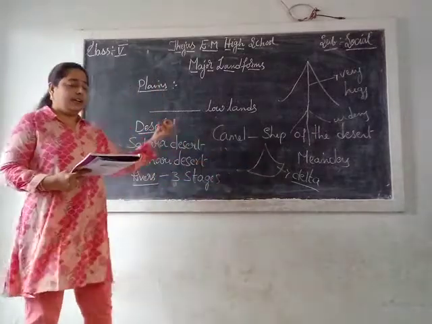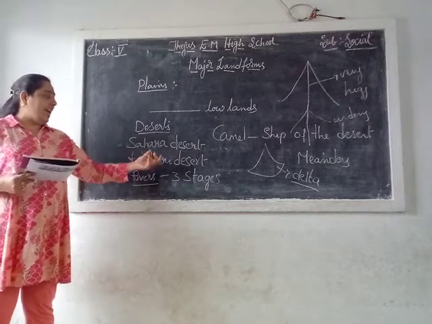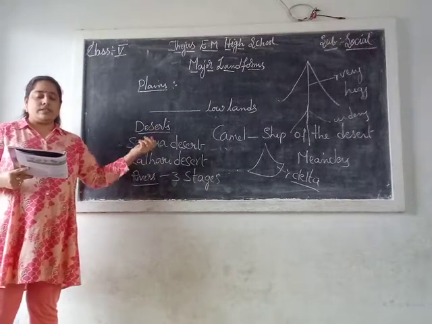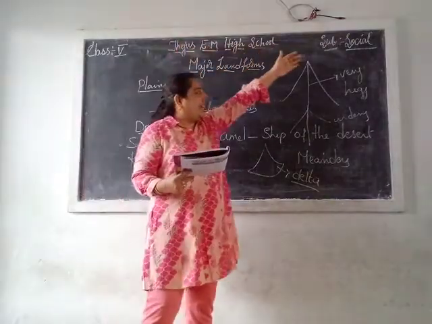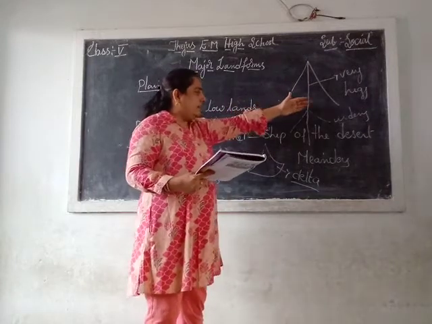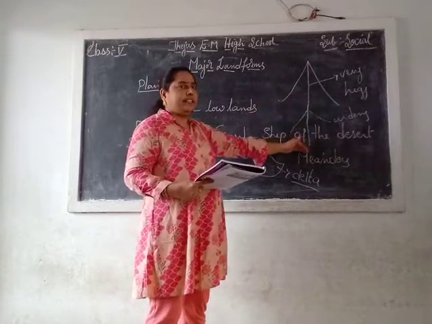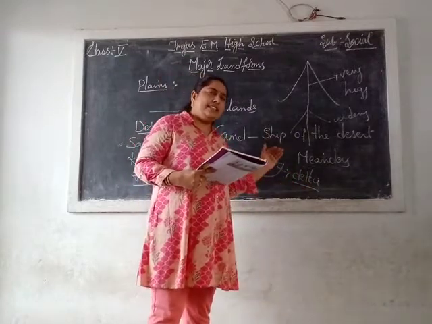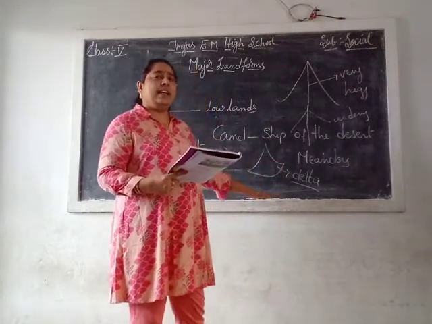Hope you have understood the deserts, plains and rivers. In the rivers we have three stages, as I told you: the upper or the young course, the middle or the mature course, and the lower or the old course. In the river, it is very high at the start, then it widens in the plains, and when it comes further down it becomes a triangular shape called a delta.